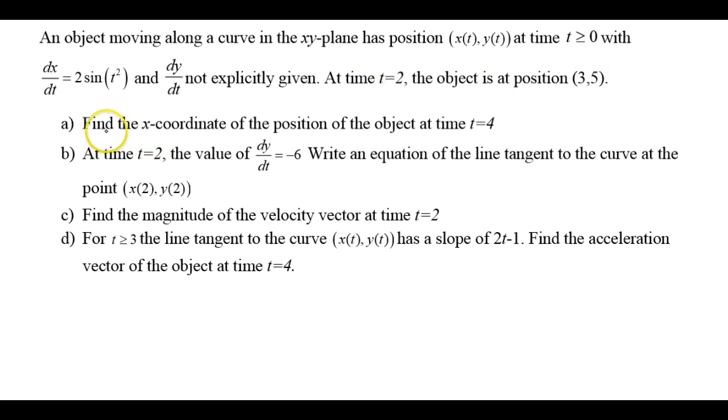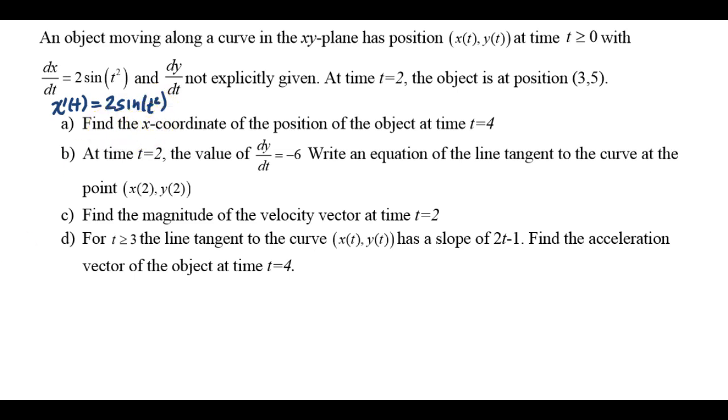So in part A, we want to find the x-coordinate of the position of the object at time t equals 4. We know the x-coordinate of the position at t equals 2 is 3, but where is the object at time 4? Specifically, the x-coordinate. Well, I have information regarding the rate of change of the x-coordinate. This is x prime of t equal to 2 sine of t squared. So if I want to know about x, I'm going to need to integrate.